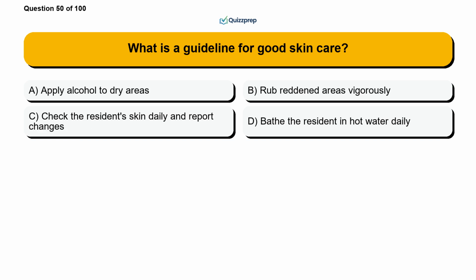Question 50. What is a guideline for good skin care? Option A. Apply alcohol to dry areas. Option B. Rub reddened areas vigorously. Option C. Check the resident's skin daily and report changes. Option D.